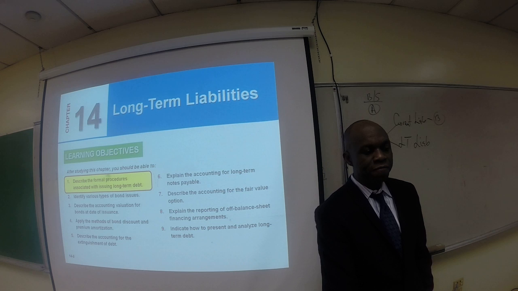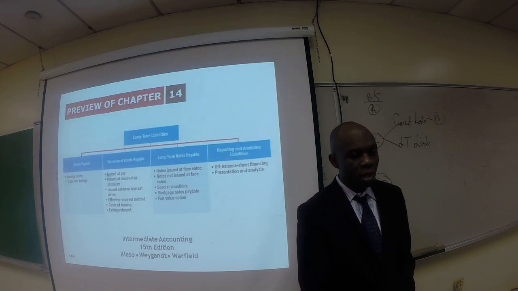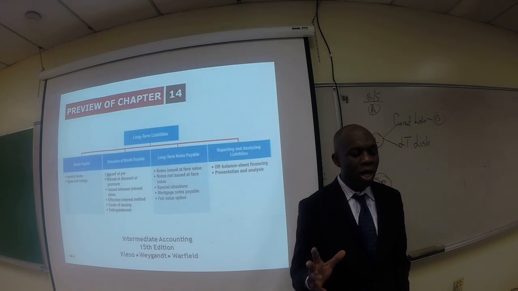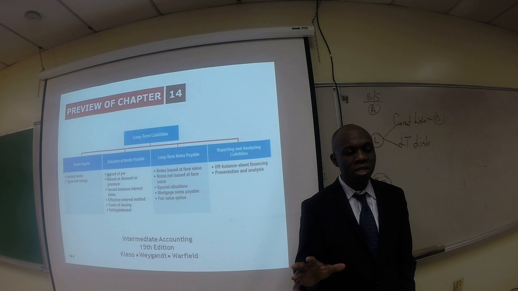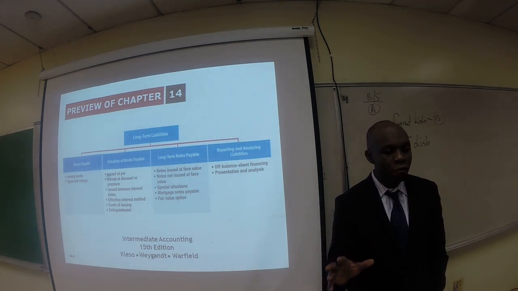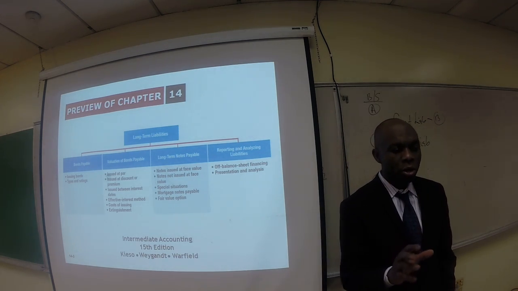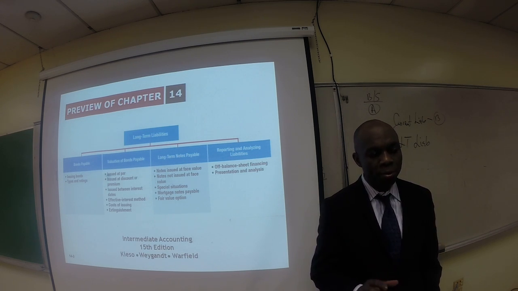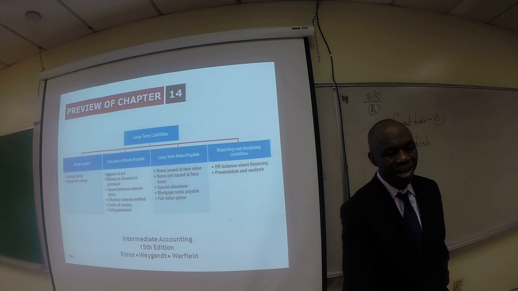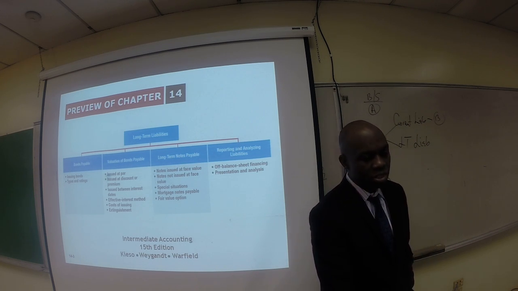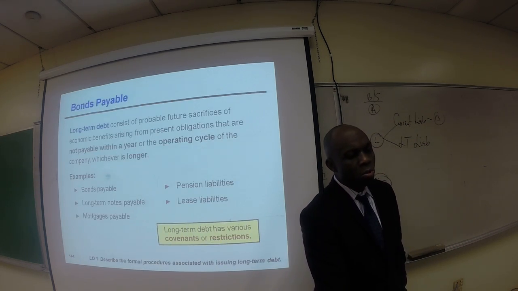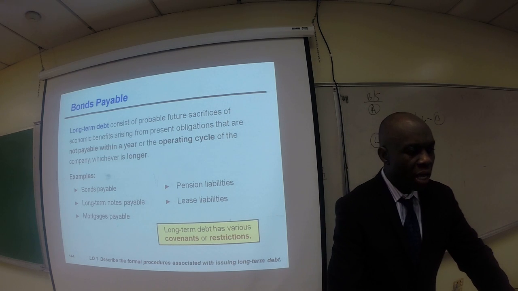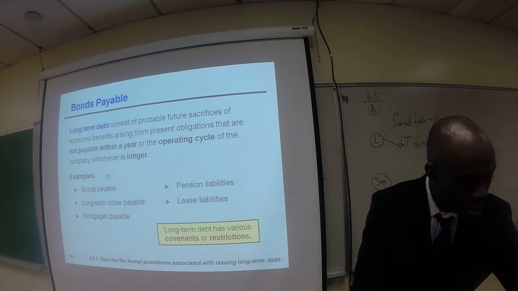So let's take a look at the first objective. Before we do that, let's take a look at the fact that this chapter is breaking down into 4 categories. Number one, we are going to talk about bond payable. Number two, we are going to talk about valuation of bond payable, long-term notes payable, and reporting and analyzing liabilities. Now, moving along, let's take a look at bond payable.